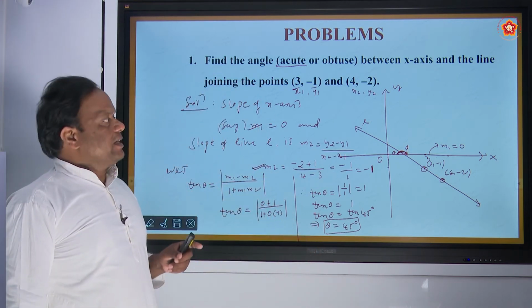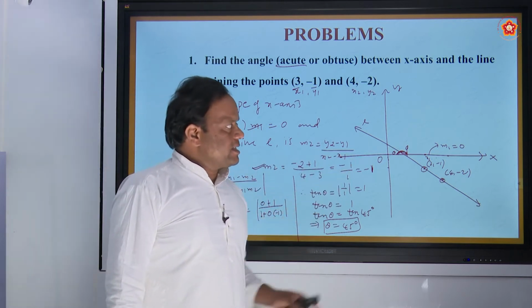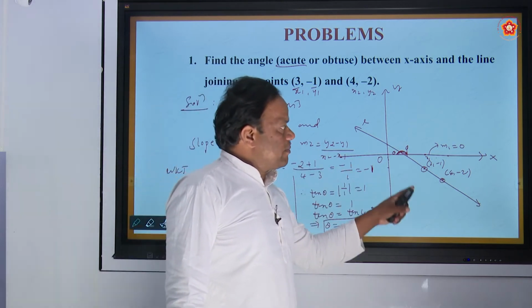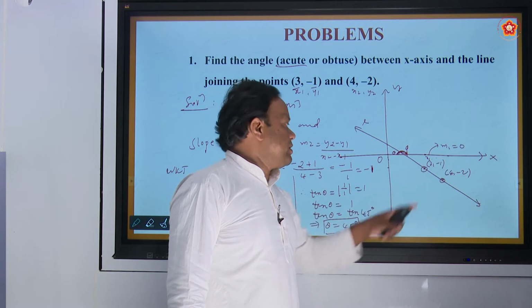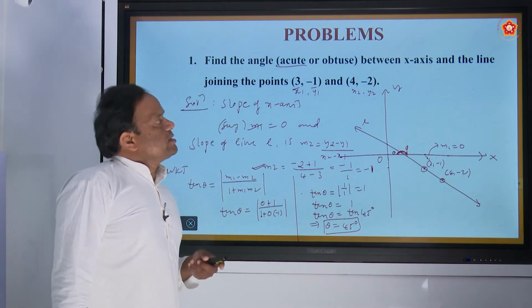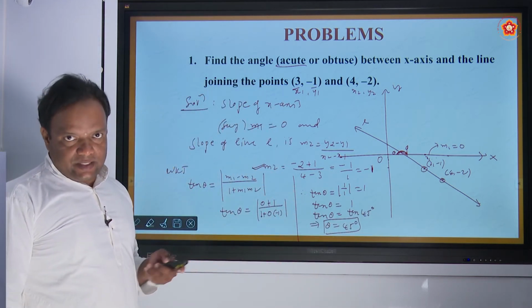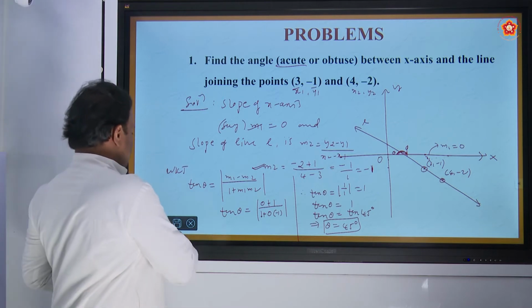Theta is 45 degree, the angle between the x-axis and the line joining points (3, -1) and (4, -2). This is 45 degree. This is the first problem. I think you understand this problem. Okay, let us move to the next problem.